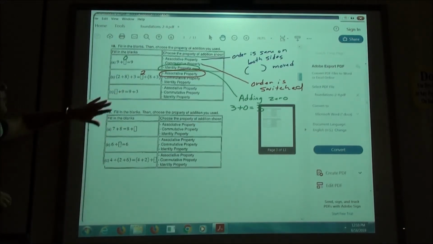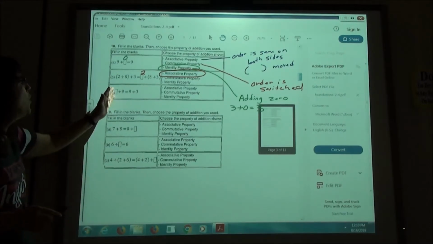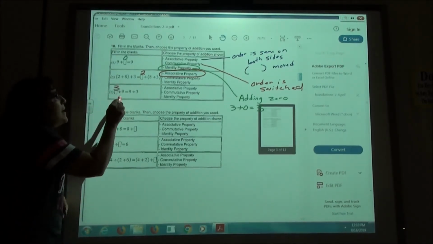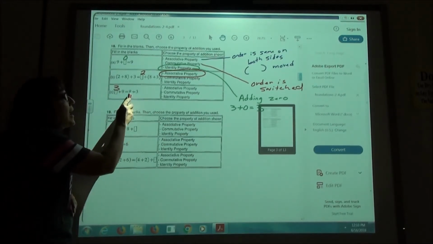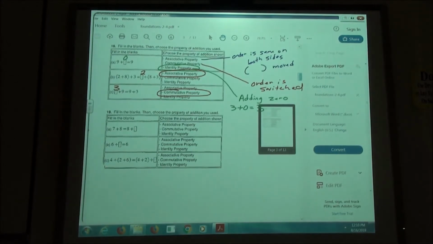Here's your commutative property. The commutative property is just when I change the order around. So what plus 9 is the same thing as 9 plus 3? Well, it'd have to be 3 plus 9 being the same as 9 plus 3. That's your commutative property, where you change the order.